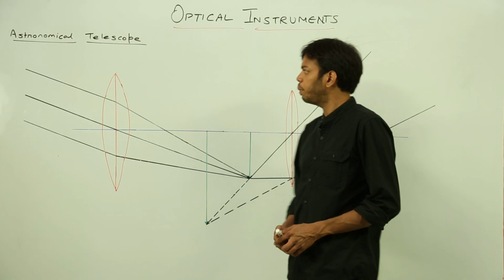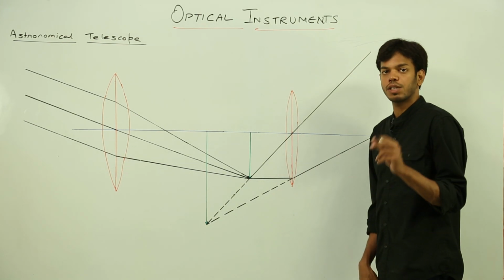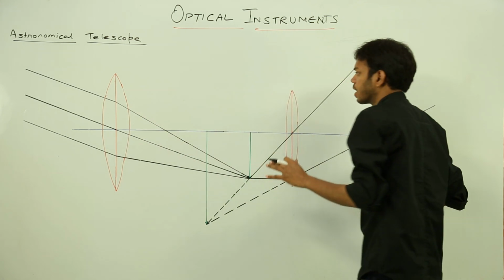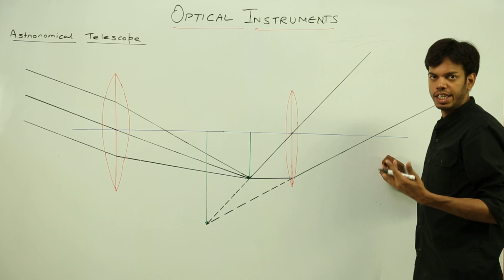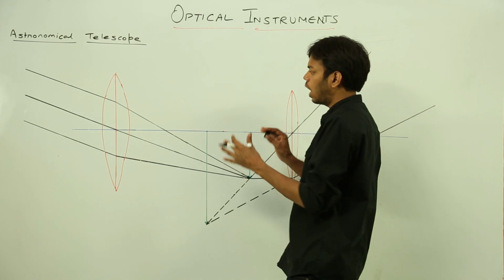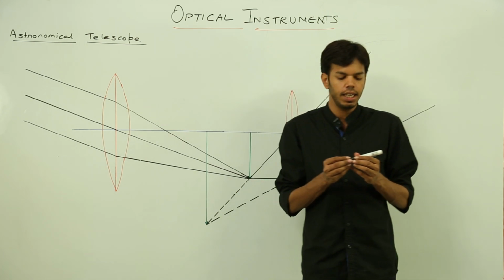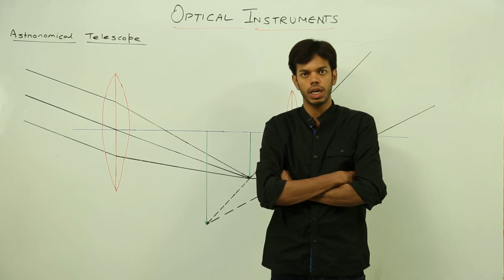Next topic in the same line is the astronomical telescope, but this one is not the normal adjustment. See, I have already drawn this ray diagram, so it will be easier for you guys to understand how it is drawn. First of all, what is the magnifying power of an astronomical telescope again?